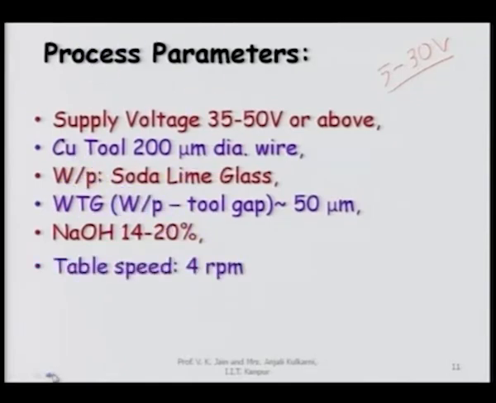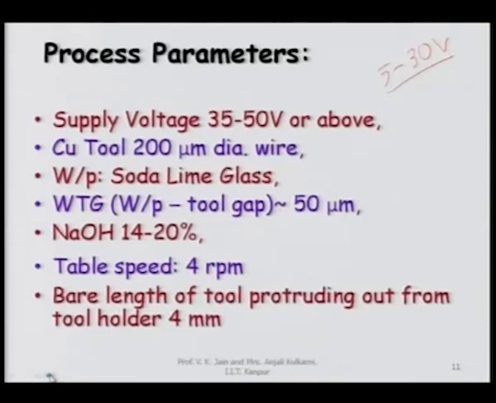Table speed, because the motion is given to the table, so that you can create a certain kind of features on the workpiece. It is given in RPM, but a better way to represent the table speed is in terms of millimeter per second.